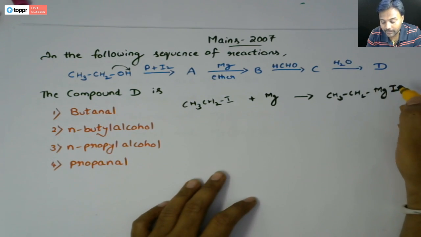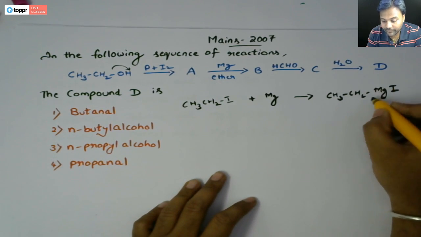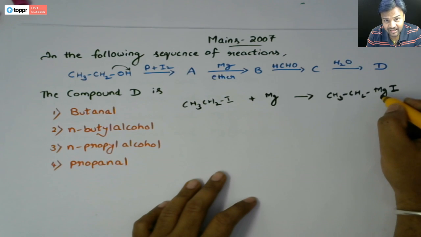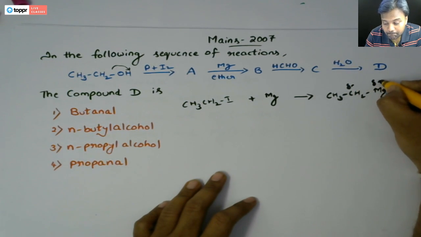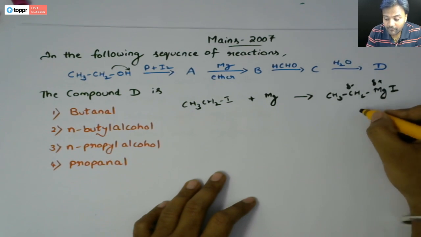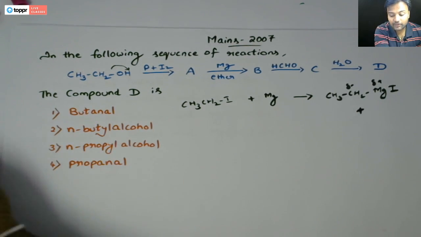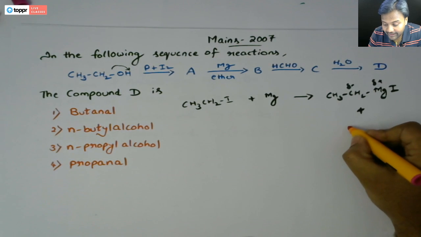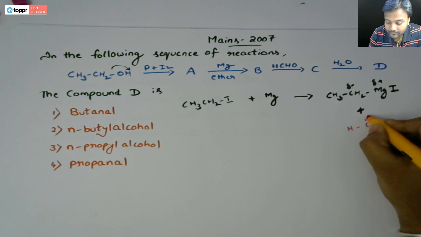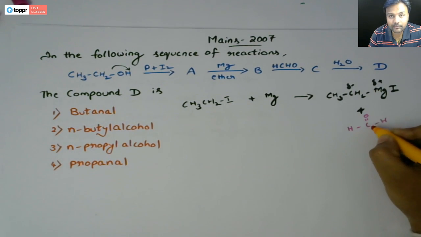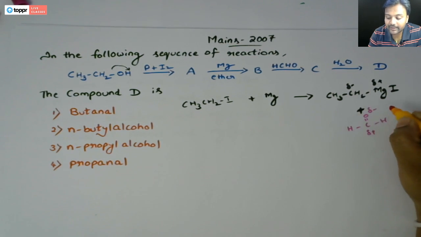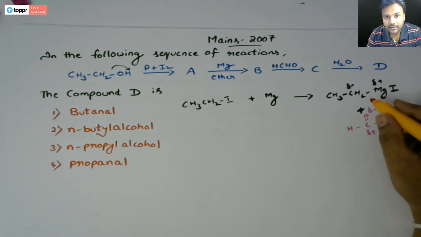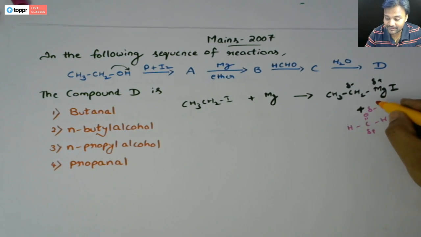Okay. Now, where is the positive and where is the negative charge here? You have negative here, positive over here. When this reacts with your aldehyde, the actual aldehyde is formaldehyde. Formaldehyde is polar, where you have positive and negative. Let's see, if opposite charges attack, what happens?